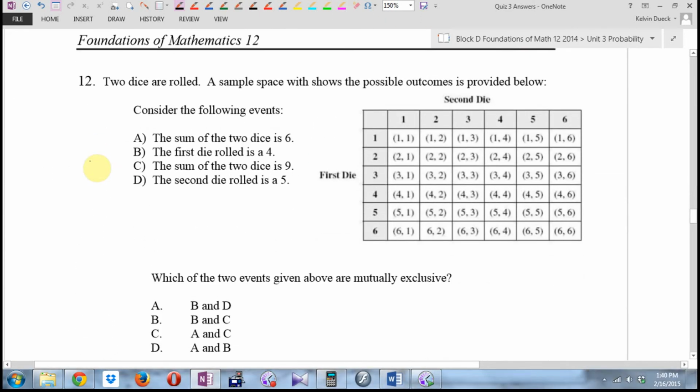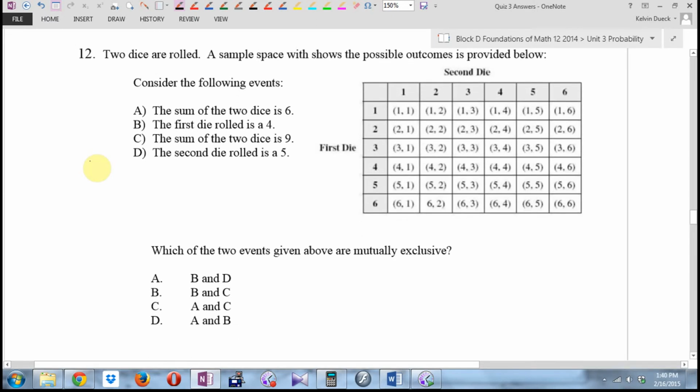I am going to, on your test, ask you a 2-dice question. To handle a 2-dice question, it's easiest to have a sample space. You can write it out yourself, although in this case I gave it to you. It says, consider the following events. The sum of the 2 dice is 6. The first die rolled is a 4. The sum is 9. The second is 5. Which are mutually exclusive? Which have no overlap? Which can't happen at the same time?